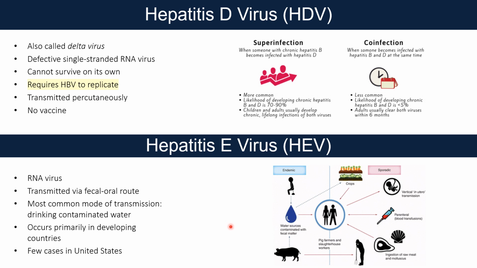Other two uncommonly known viral hepatitis are hepatitis D and hepatitis E. So hepatitis D is unique where it has to have hepatitis B to replicate. So if you don't have hepatitis B, you can't get hepatitis D. Hepatitis E is very similar to our hepatitis A in other countries. So it's also the fecal-oral transmission, but there's not that many cases here. It's typically found in developing countries.